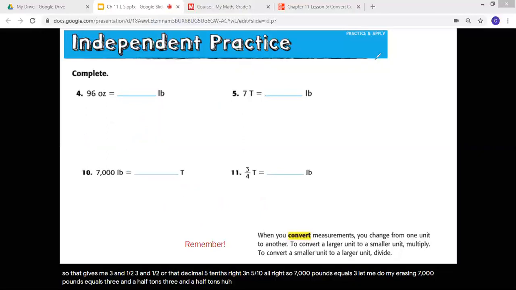And they just have to keep giving me harder questions. Take a look at number 11. 3/4 of a ton equals how many pounds? All right, my strategy is to think about the problem in my head. That's my mathematical practice number 2. I already forgot. We're going to think about this problem in our head. So I know that 1 ton equals 2,000 pounds. All right, let's go for it.